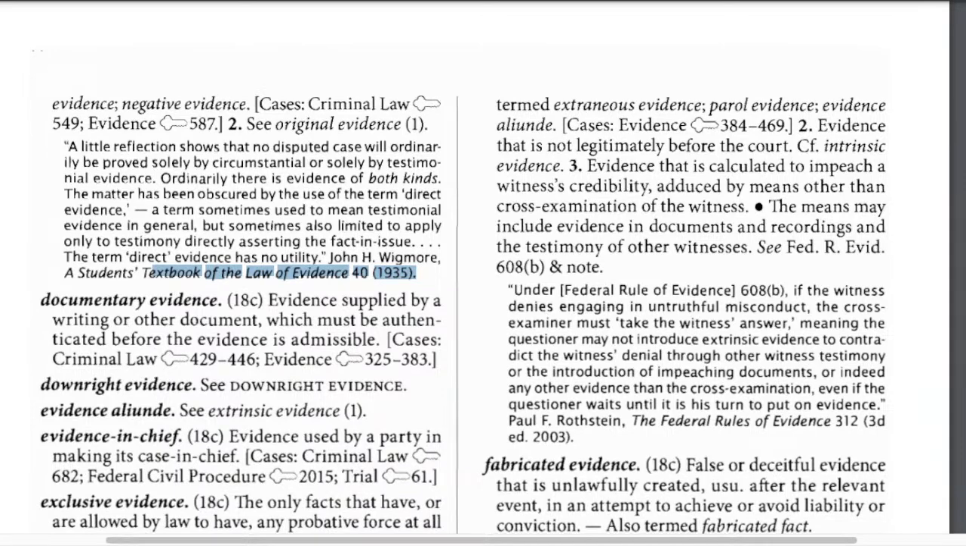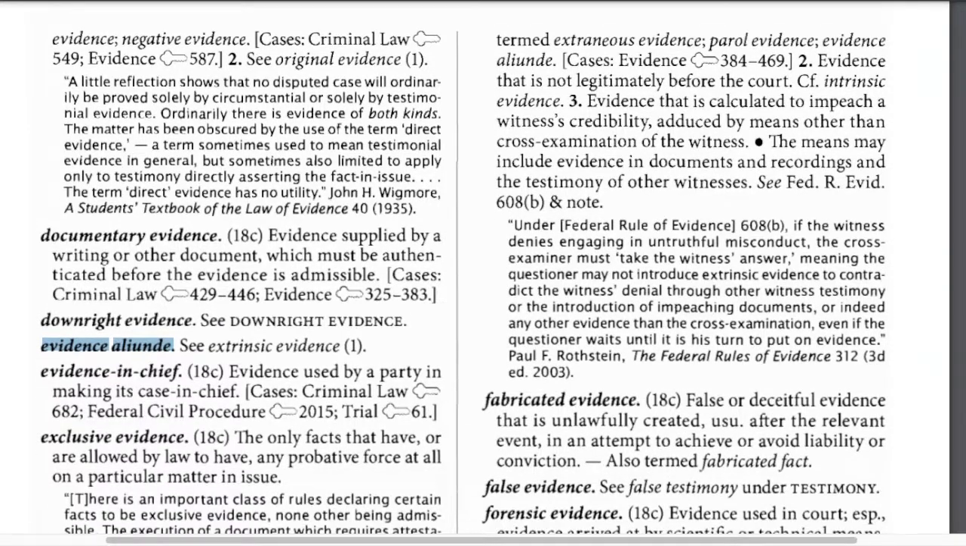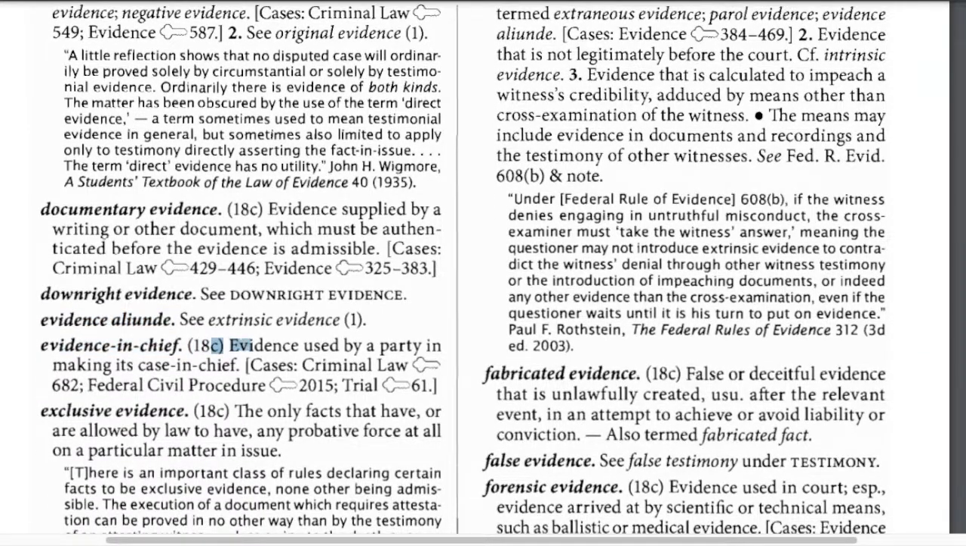All right, documentary evidence, 18th century: evidence supplied by a writing or other document which must be authenticated before the evidence is admissible. Again, it has to be authenticated. Downright evidence. Intrinsic evidence. All right, evidence in chief, 18th century: evidence used by a party in making its case in chief.